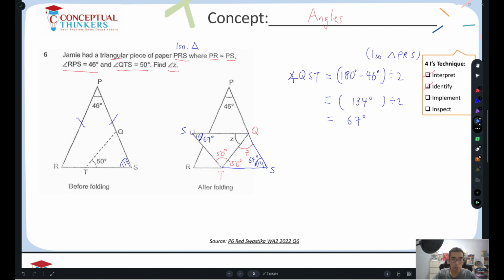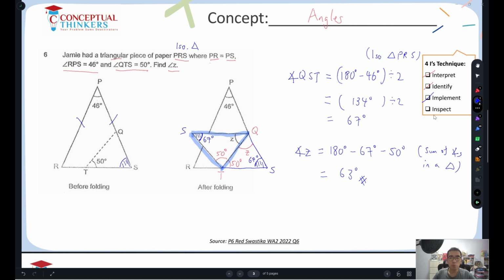Now let's focus on this triangle. We know the property of a triangle in terms of angles: the sum of all the interior angles is 180 degree. So now I can find angle Z by taking 180 degree minus 67 degree minus 50 degree, because I'm using the property sum of angles in a triangle. So you can press your calculator and you're going to get 63 degree as your answer. Okay, so this is how I will implement the steps to solve this question.